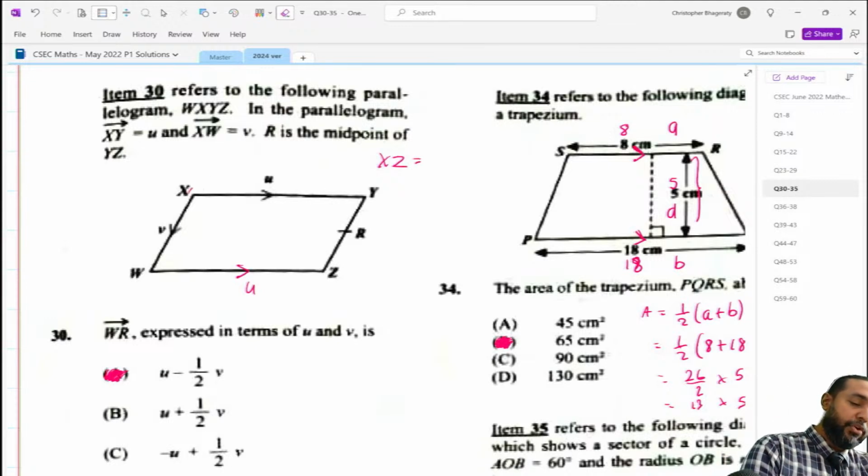Right. So to go from X to Z, you go from X to Y, and then Y to Z. X to Y is given by the vector u, and Y to Z we just said is v.